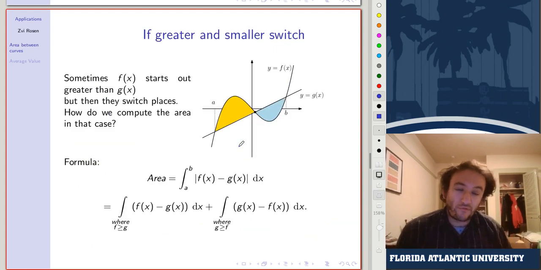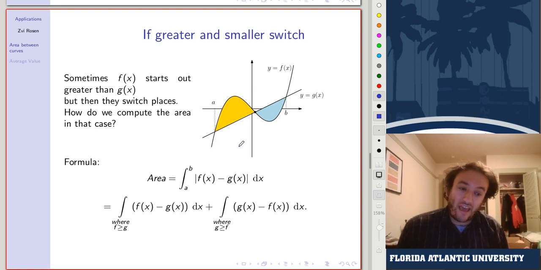Okay, so throughout the discussion so far, we've been assuming that one function is greater than the other function the entire time. But sometimes f of x starts out greater than g of x, but then they switch places. How do we compute the area in that case? The formula is area equals the integral from a to b of absolute value of f of x minus g of x dx.